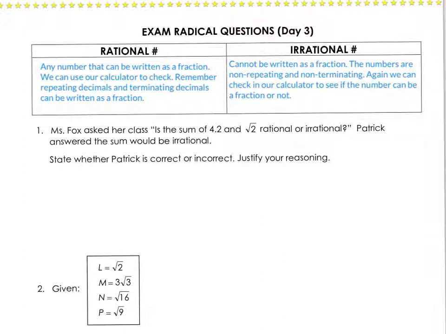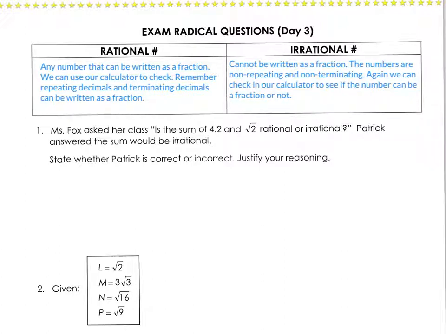So the typical questions that you've seen and that you should be able to answer are things like this. Miss Fox asked her class, is the sum of 4.2 and radical 2 rational or irrational? Patrick answered that the sum would be irrational. Now we need to state whether Patrick is correct or incorrect and justify our reasoning. So when we talk about the sum, we can do this in our calculator just to be sure.